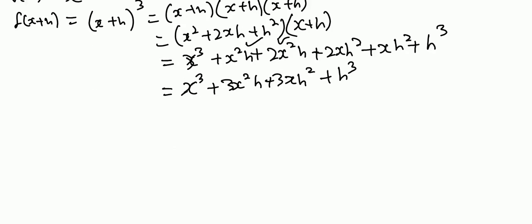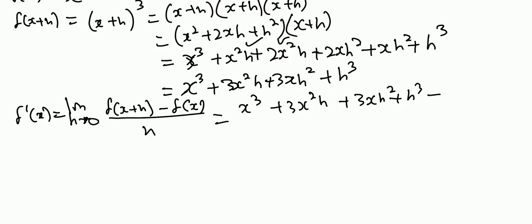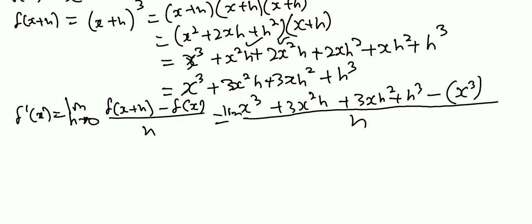So can we now use the formula of first principle? Yes. What does the formula say? f prime of x will be the limit as h approaches 0 of f of x plus h minus f of x all over h. What is our f of x plus h? Our f of x plus h is x cubed plus 3x squared h plus 3xh squared plus h cubed, minus what is our f of x? x cubed, divided by h. Remember, I said you must always write the limit.